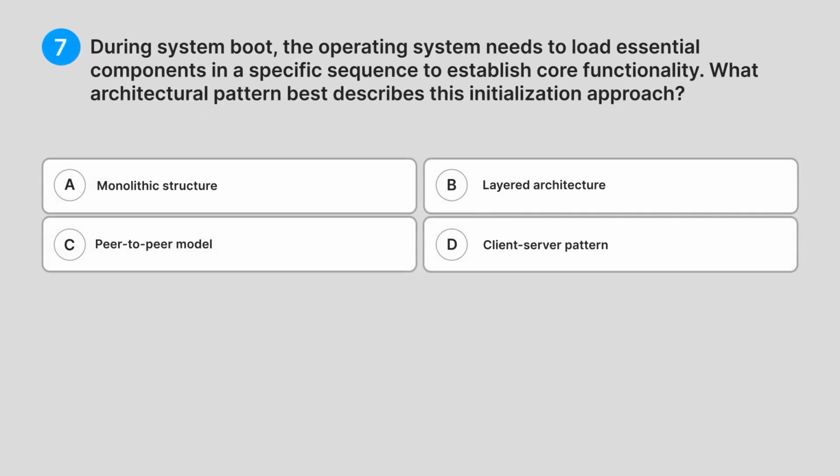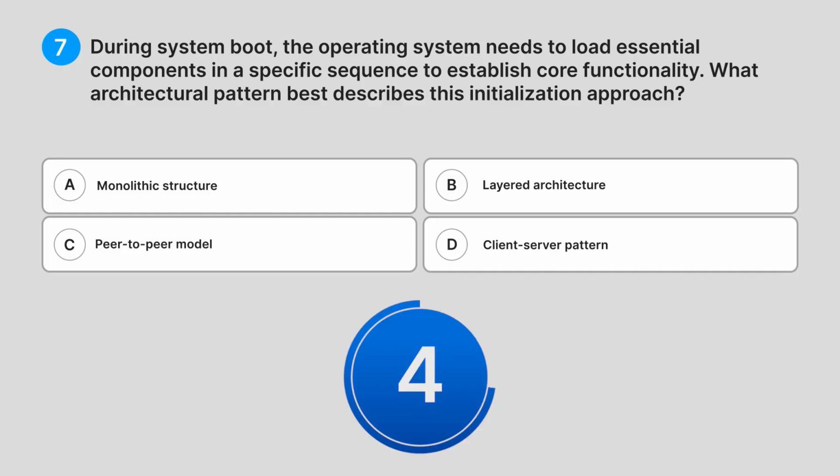7. During system boot, the operating system needs to load essential components in a specific sequence to establish core functionality. What architectural pattern best describes this initialization approach? A. Monolithic structure. B. Layered architecture. C. Peer-to-peer model. D. Client-server pattern. Can you guess the answer?